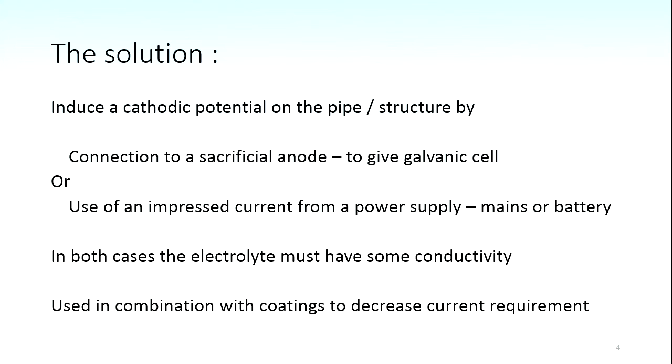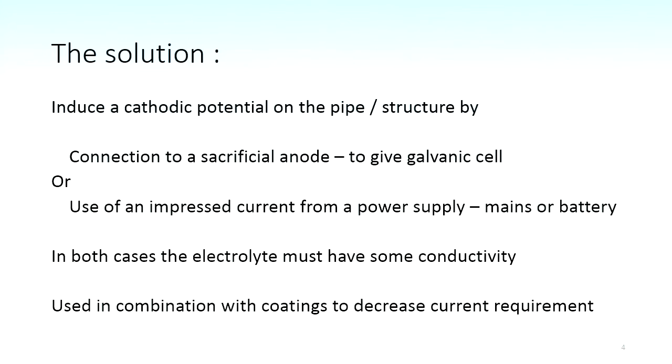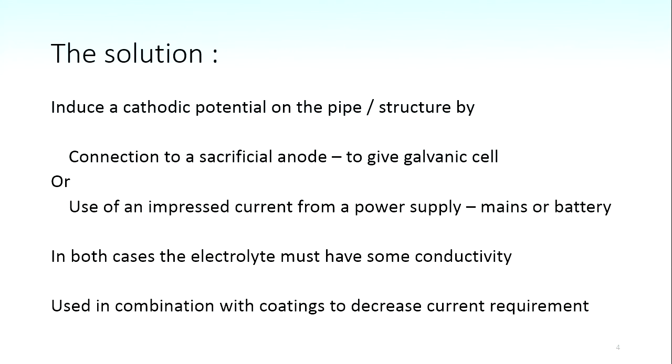And all the basic corrosion cell rules apply. You've got to have an electrical link between the anode and cathode. You've got to have a sufficiently conductive electrolyte between the anode and cathode to complete the circuit. Okay, so it's a corrosion cell flowing in reverse in a sense.